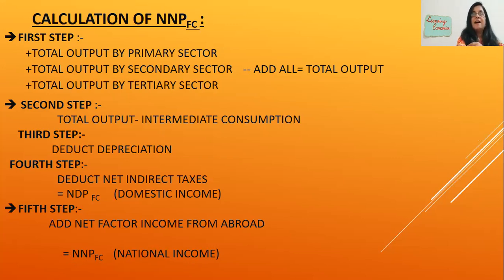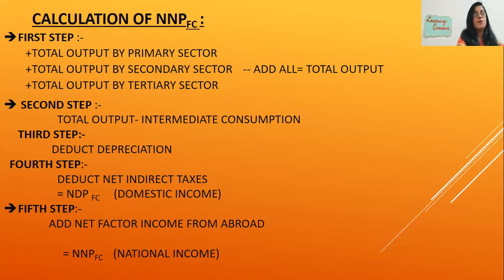And then the other steps are the same as I had told you in the previous video. Then we deduct the intermediate consumption made by all the sectors. Then, the third step, we deduct depreciation. And the fourth step, we deduct net indirect taxes. And you already know what net indirect taxes are: indirect tax minus subsidy.